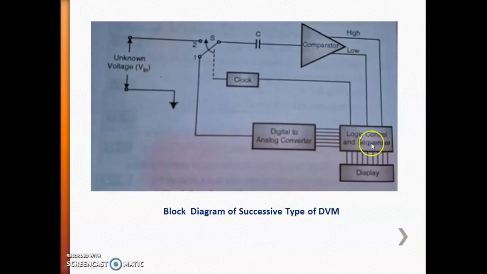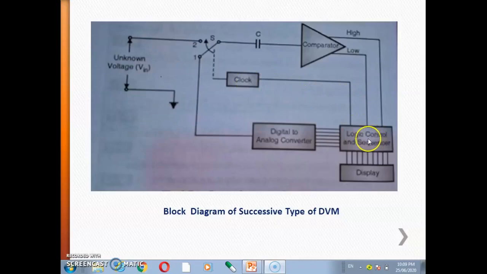This sequencer generates a sequence of the code, that means 8, 4, 2, 1 like this. This sequence goes to the digital to analog converter, where it is converted into analog form. See, there is a switch S. The position of the switch is controlled by a logical signal obtained from the logic controller. This logic control is used to drive the clock. The clock signal is used to connect the switch at position 1 or position 2.